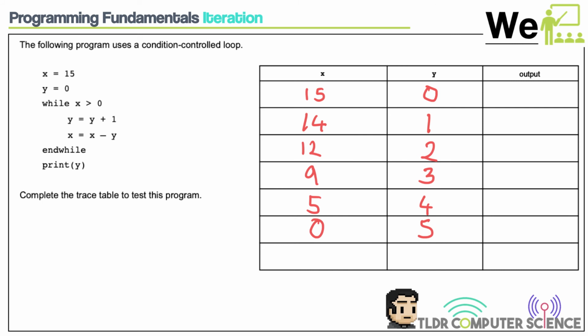And now when we look at it, it will say, while x is larger than 0, 0 is not larger than 0. So finally it says print y. So the output would be y, which would be 5. Brilliant.